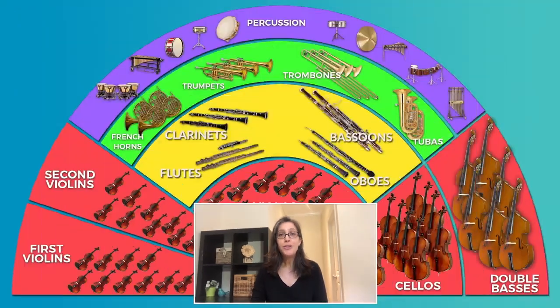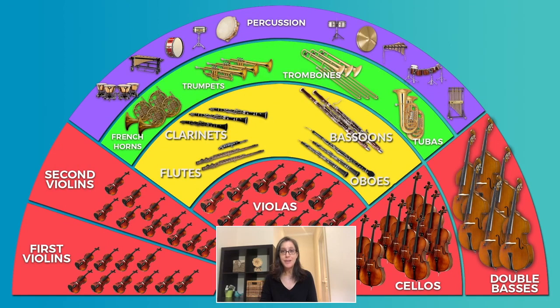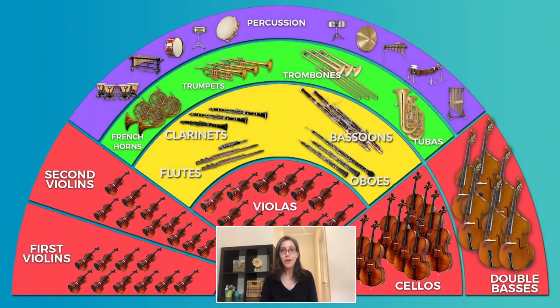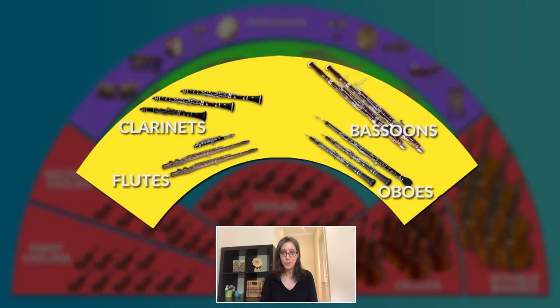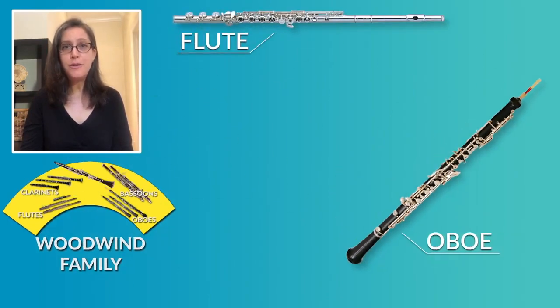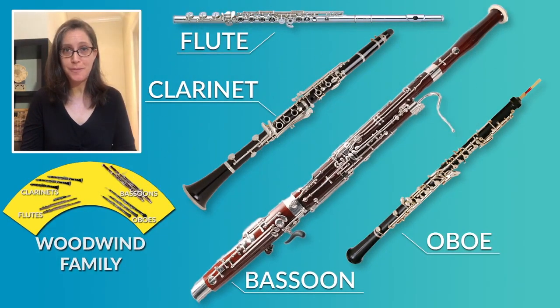Today we will discover the woodwind family. Do you remember that the instruments in the orchestra are divided into different families? We already discovered a few weeks ago the string family, and today we will talk about another family, the woodwind family. There are 4 instruments in this family: flute, oboe, clarinet, and bassoon.